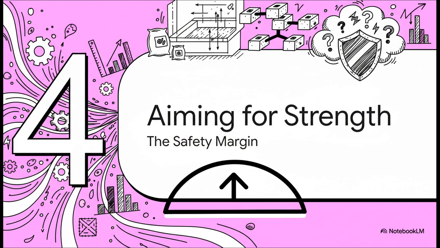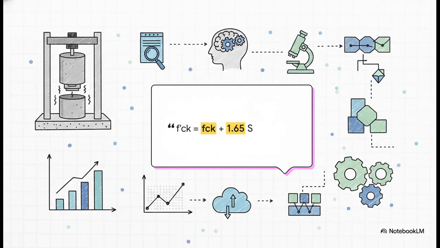And that whole idea of a safety margin brings us to our final and maybe our most important concept. How do engineers take all of this data, the goals, the ingredients, the site conditions, and use it to guarantee safety against all that real-world uncertainty? Well, they use a formula. Now, I know this might look a little intimidating, but trust me, this single line from the standard is the key to the whole thing. It shows you how to calculate the target strength you need to aim for. Let's break down what it really means.